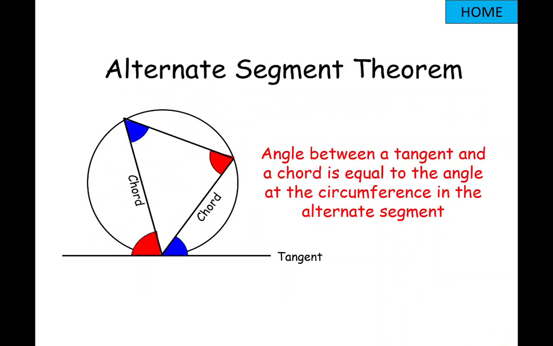Alternate segment angles between a tangent and a chord. This one is equal to the angle at the circumference in the alternate segment. This angle is equal to this angle, and this angle is equal to this angle.